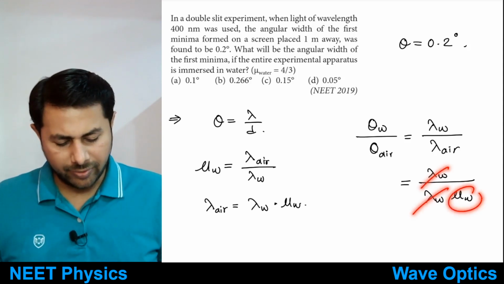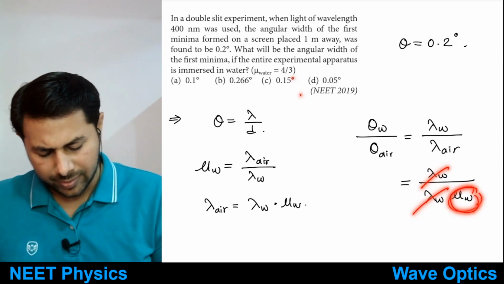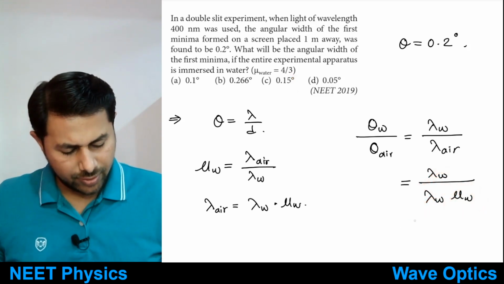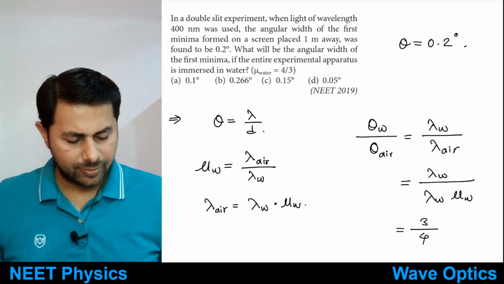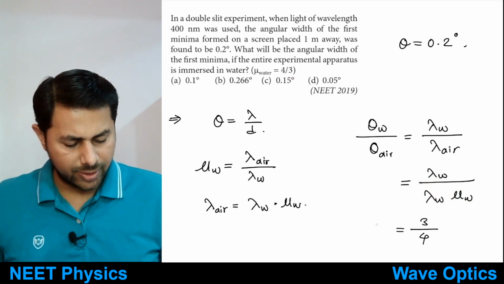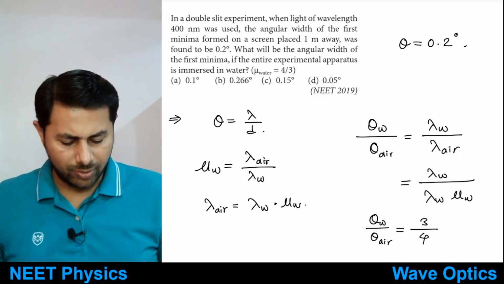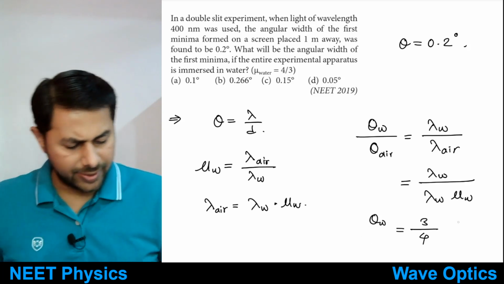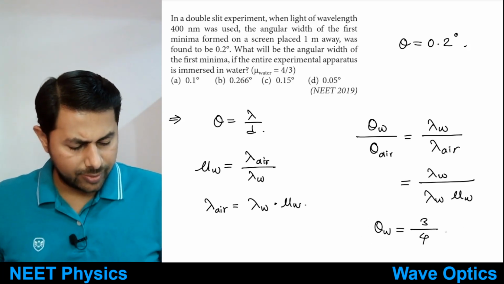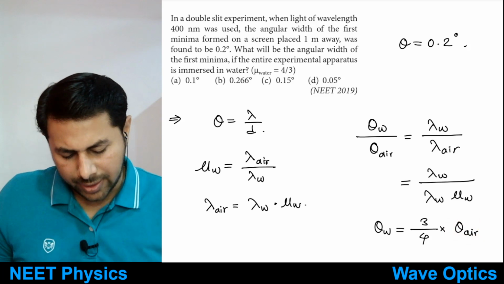And what is the refractive index? Refractive index is equal to 4/3. So 4/3 in the denominator means 3/4. So theta of w divided by theta of air, no, theta of air on the other side. So we get 3/4. Theta in air on the other side.